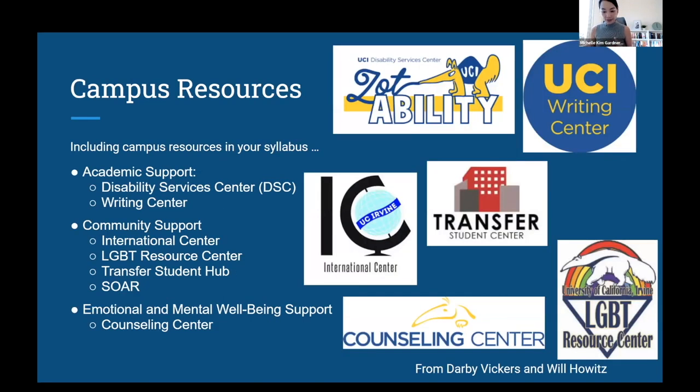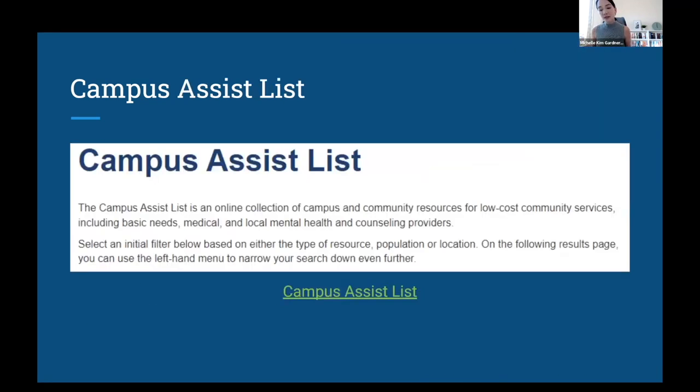One really important thing that you should do in your inclusivity statement is to include some campus resources. There are different types like academic, community, and emotional and mental well-being support. Here's a list of some that you can include in your syllabus. But if you need something that's not listed on the last slide, or if you just need something really specific, I highly recommend checking out UCI's Campus Assist list. It's linked here on the slide.